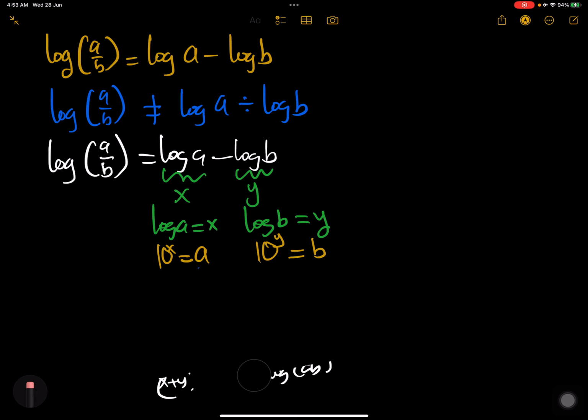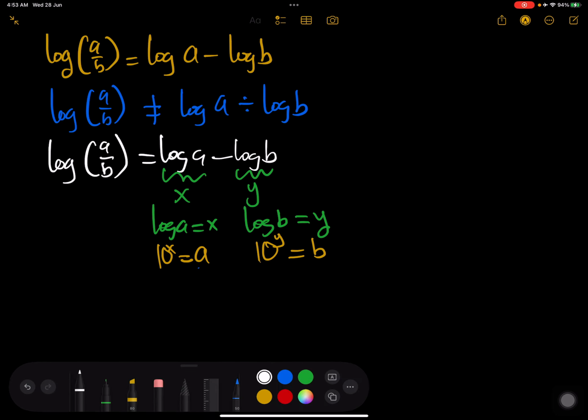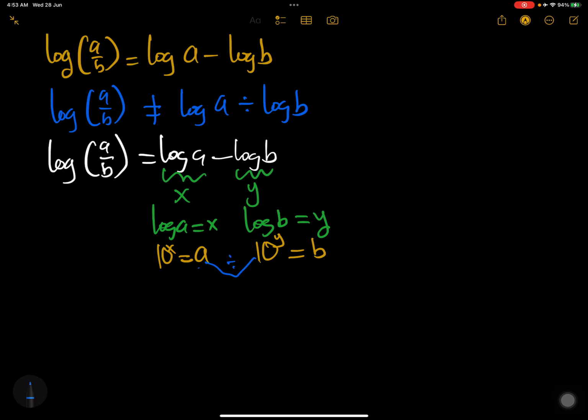Sorry about that, please forgive me. We're going to divide. That's the main thing. We're going to divide the two. To divide, we get 10^x divided by 10^y is equal to A divided by B. Because the bases are the same, we get 10 to the power x minus y is equal to A divided by B.